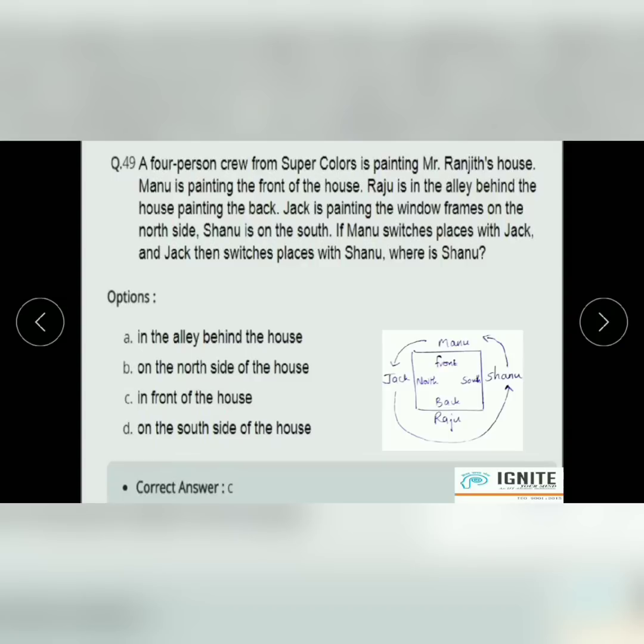If Manu switches place with Jack and Jack then switches place with Shanu, where is Shanu? A figure is shown here. Consider this is the front of house, this is back, this north side and this is south. Manu is here, Jack here, Raju and Shanu is here. When Manu switches the place with Jack and Jack takes the place of Shanu, Shanu will be in front of the house. Answer option C, in front of the house.